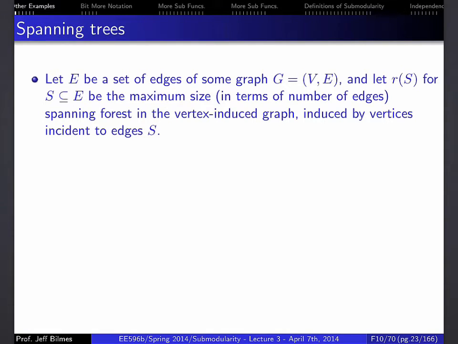Okay, so another example which might be near and dear to you graph theorists here. Raise your hand if you're a graph person. What would we call a graph person? If you have graphophilia, for example. So raise your hand if you have graphophilia.